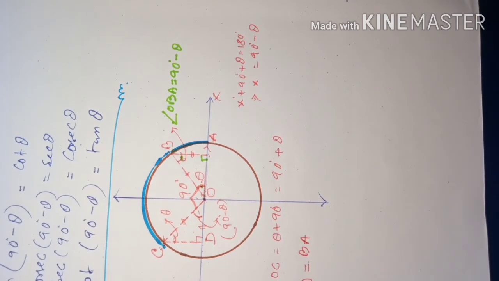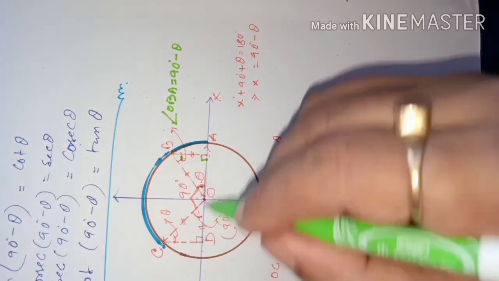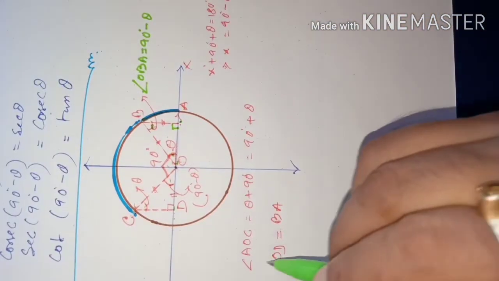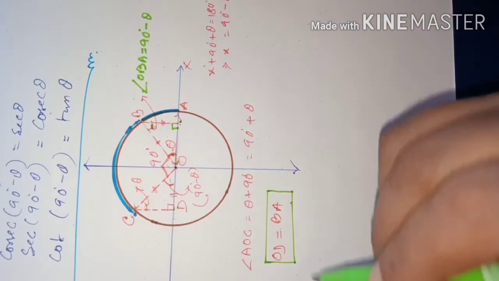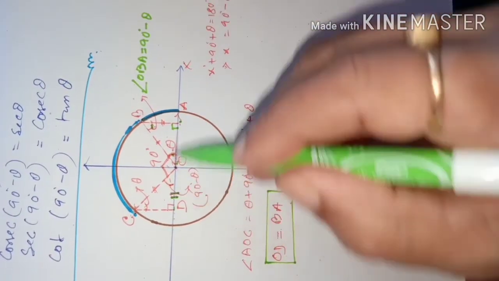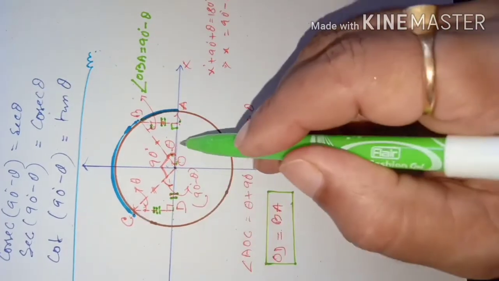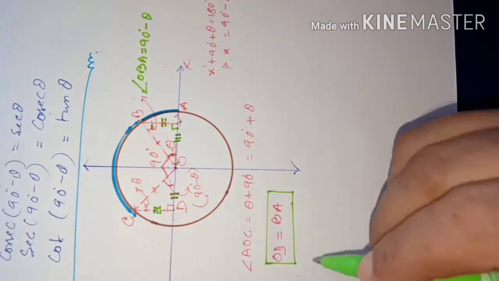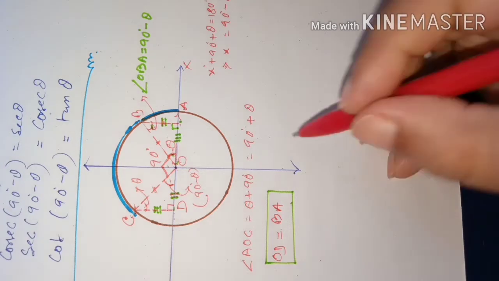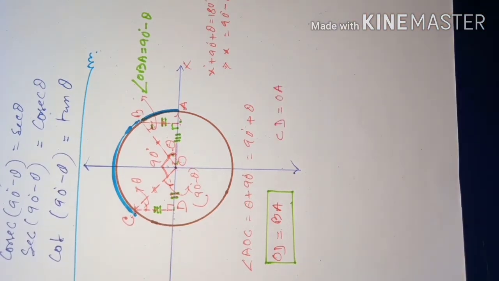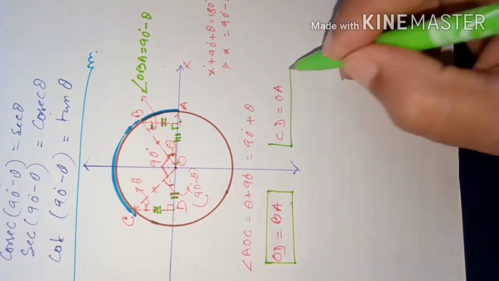Remember this point. OD is not going to be equal to OA. OD means, value wise, numerically their values are equal. OD is equal to BA. And CD is equal to OA. Okay? CD is equal to OA. I did not write all the things that I said, but you keep in mind.